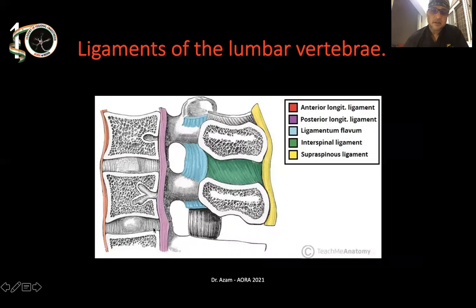There are the three most important ligaments that we need to know: supraspinous ligament, then the interspinal ligament, and the ligamentum flavum. So there's a mnemonic SIF. So when the needle goes through, it goes through skin, superficial fascia, deep fascia, the supraspinous ligament, the interspinous ligament, and the ligamentum flavum, and the space.